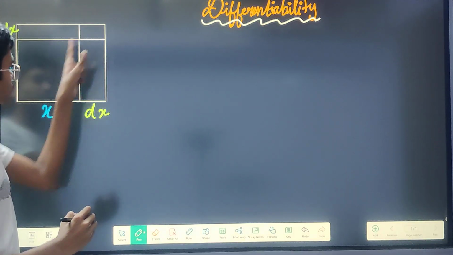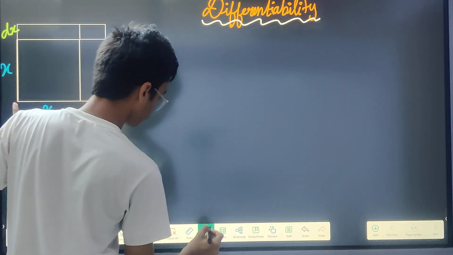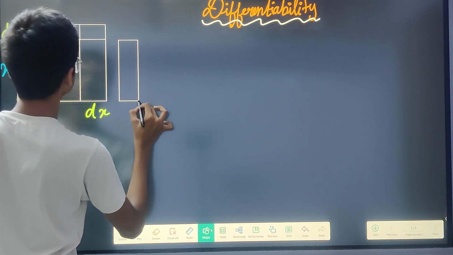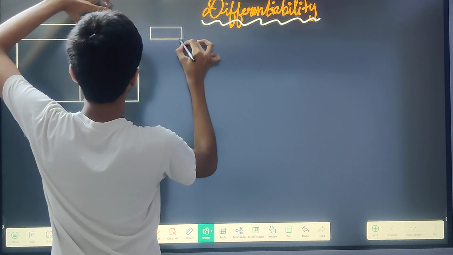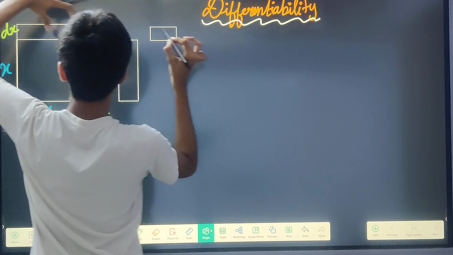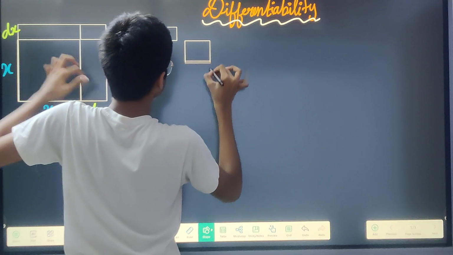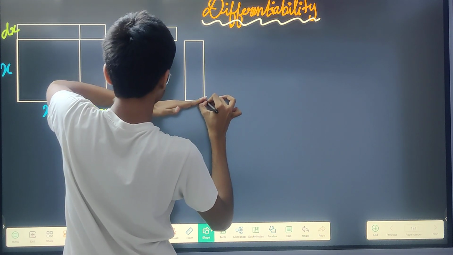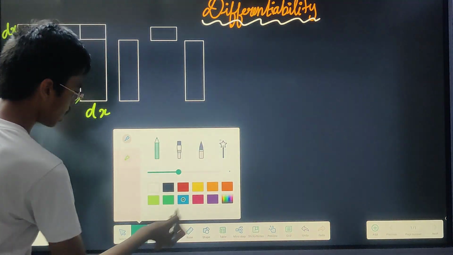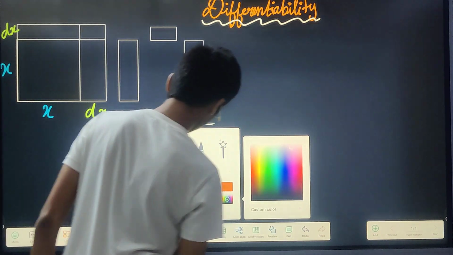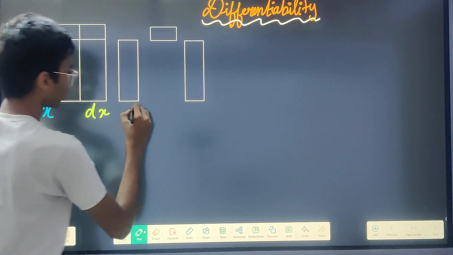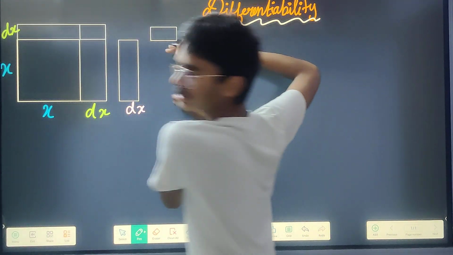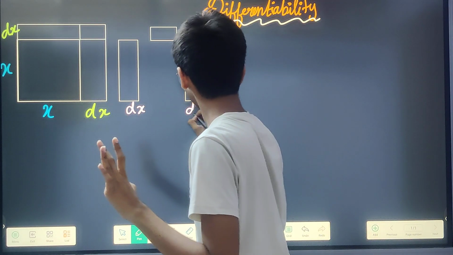So this one's area, then this one's area, then this one's area. Now what we have got is, see, this one is dx in length, and also this one is going to be dx in length. I have written it like this, that's the difference. Other than that, no difference.